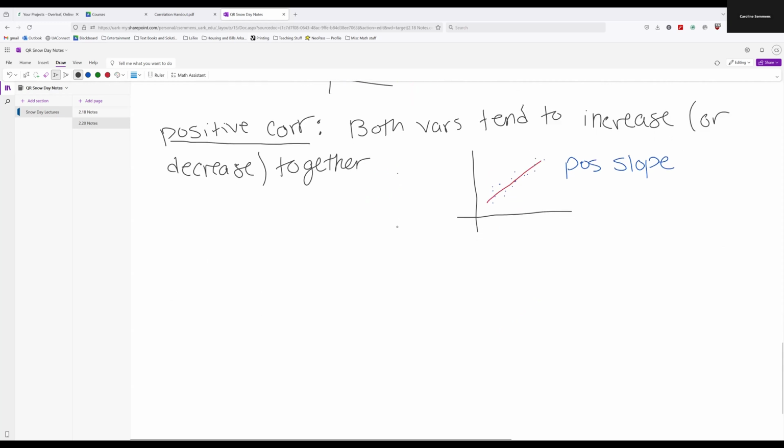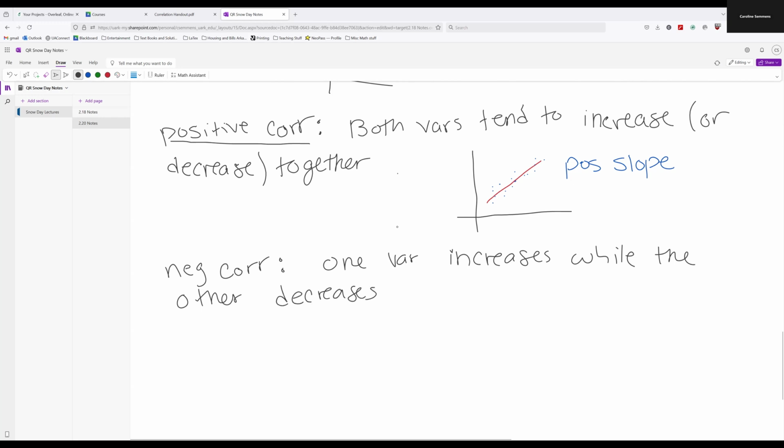All right, and then we're going to have negative correlation, which is just the exact same thing, but with a negative slope. So one variable increases while the other decreases. I probably should have written negative out the first time before I started abbreviating. Okay. So same idea with a nice picture. I'm going to draw a slope in first. We have a negative slope, and we'd have some data points going down with a negative slope. So positive slope, negative slope, that's the difference.